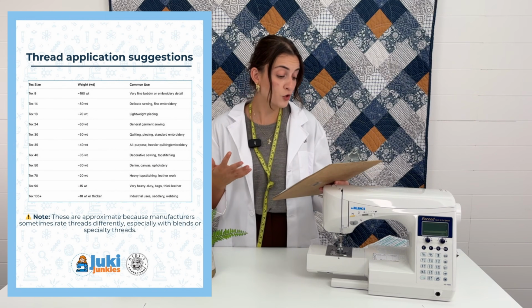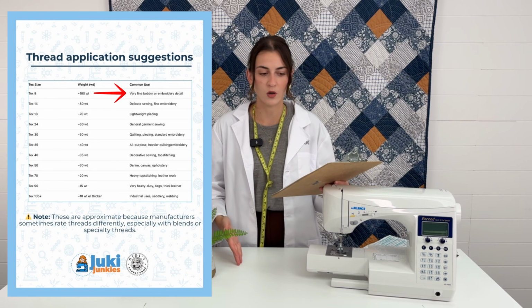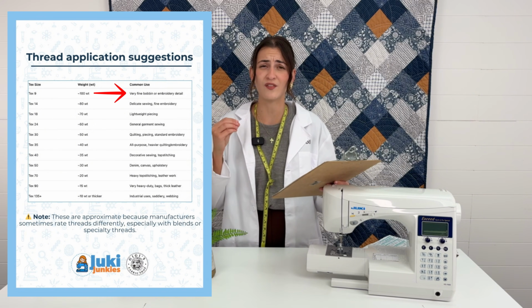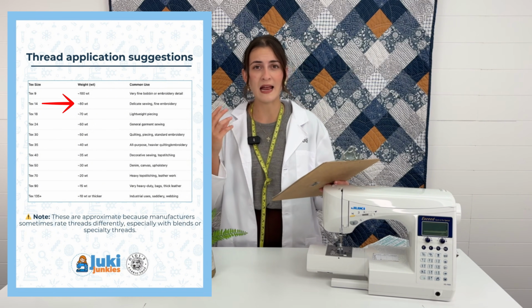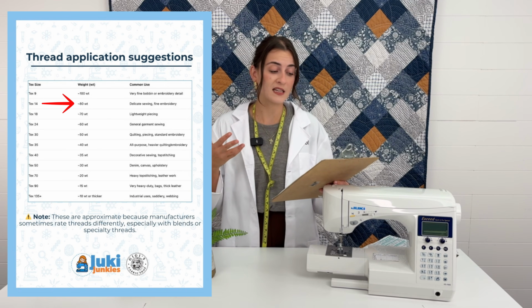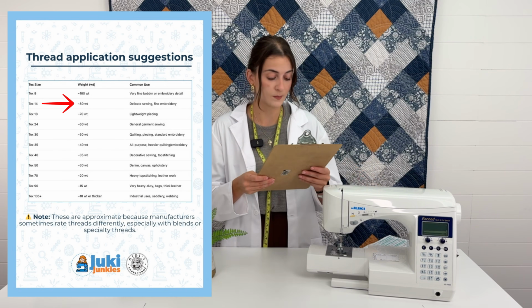So a 100 weight thread is going to be extremely thin, and most sewing machines can't even sew with this, but that's gonna be for very, very fine, detailed work. So that also kind of applies to 80 and 90, which is actually like the thinnest thread you can use on most of the Juki home sewing computerized machines, all right?